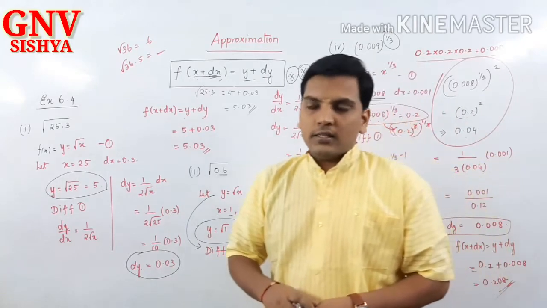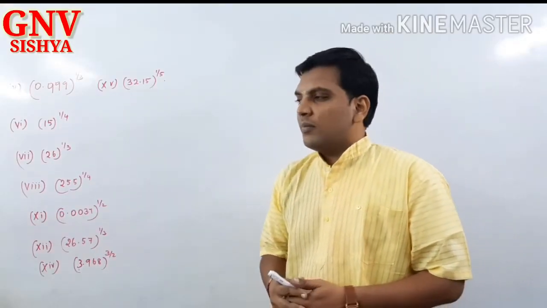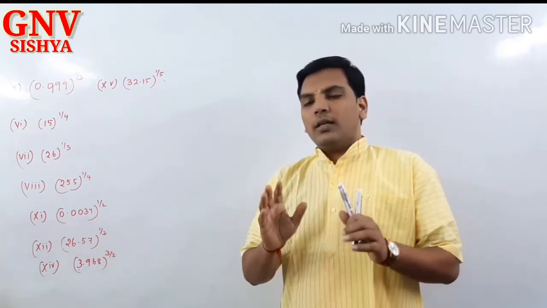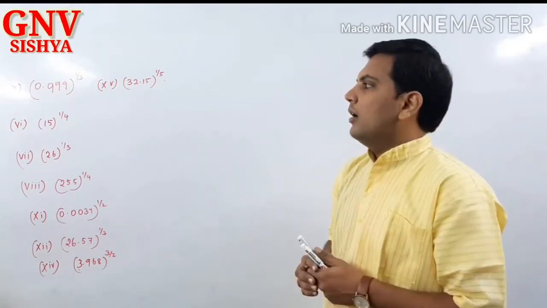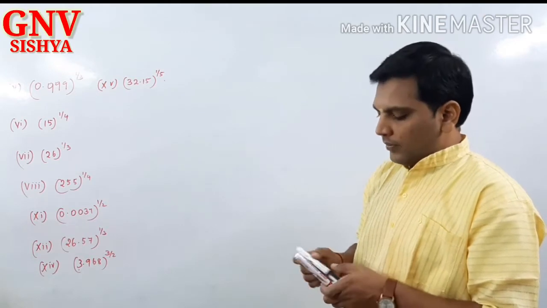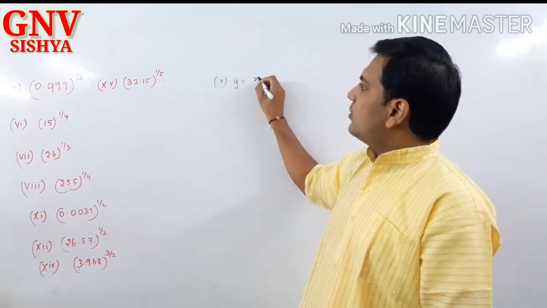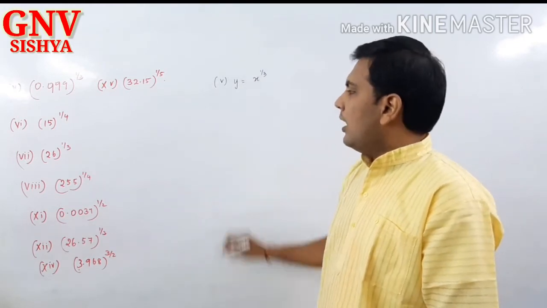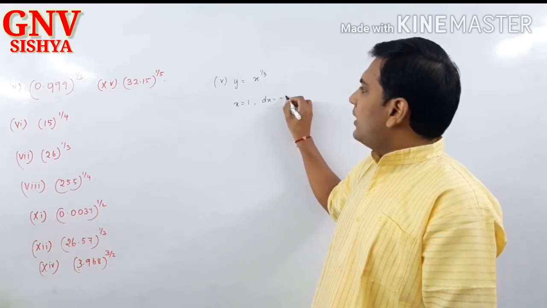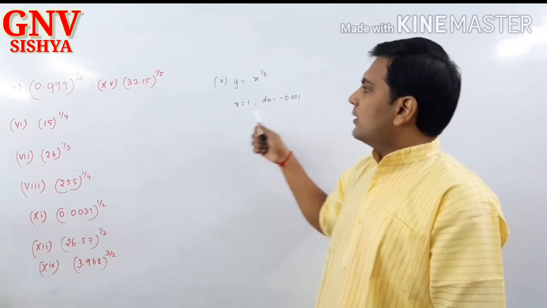Understood the logic? Yes. Now I have given nearly 8 sums here. In these 8 sums I am going to tell you the methodology. You are just going to calculate and substitute the answers. Now in the first one, it is 0.999 whole power 1 by 3, correct? So it is a cube root. So in the fifth sum, you will write y is equal to x power 1 by 3, where x is equal to 1 and dx will be equal to minus 0.001. If from 1 I subtract this one, I will get this value.